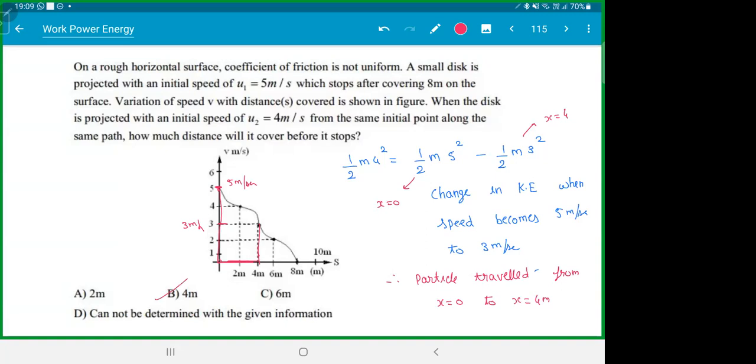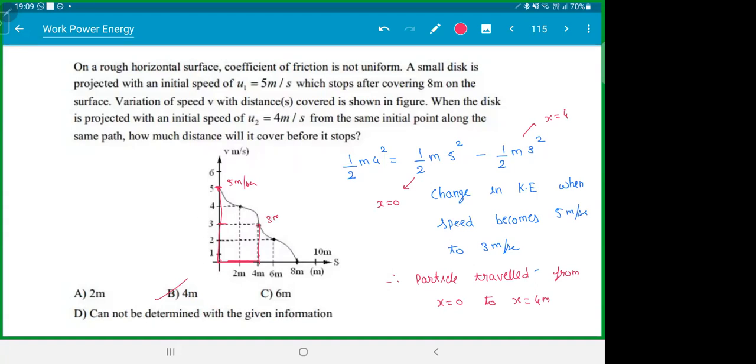So half m 4 square is 5 square minus 3 square. So this is the change in kinetic energy of the particle when the speed has gone from 5 to 3. Your 5 meter per second is x is equal to 0. Your 3 meter per second is when you are at 4 meters. Means when you go from 0 to 4 meters, your speed has become from 5 to 3. That means you must have traveled 4 meters. Easy. That's what I said. This is a tough question, but easy to solve, if you can manipulate that and figure it out. That is the hard part to think. Solving is actually easy.